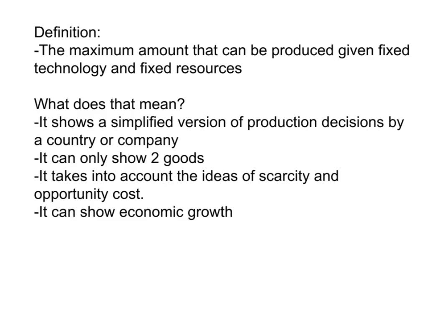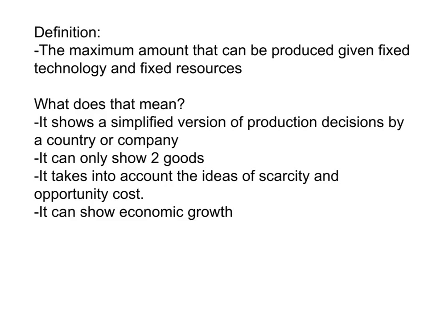The definition for production possibility frontier or production possibility curve is the maximum amount that can be produced given fixed technology and fixed resources. It has everything to do with production, and nothing to do with consumption, nothing to do with purchasing, nothing to do with buying. So what does that mean? It shows a simplified version of production decisions by a country or a company.